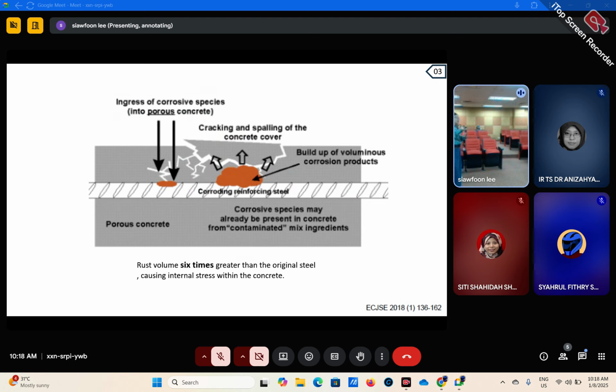So this is the reason it will impose a force on the concrete, and then it will start to expel the concrete out. And this is the reason when the steel gets corroded, the concrete cannot attach to the steel anymore.